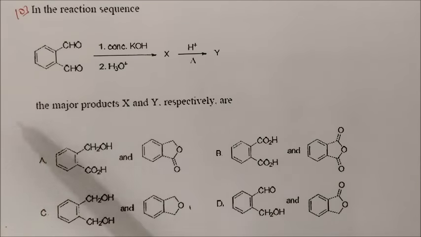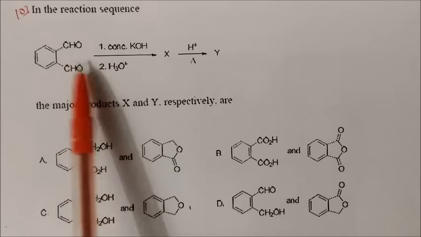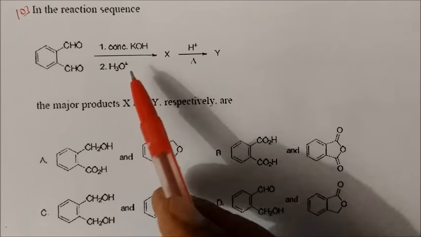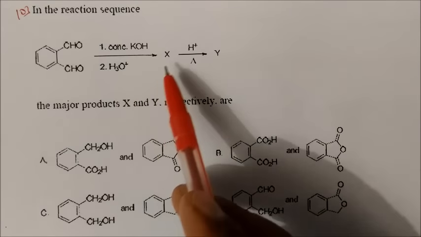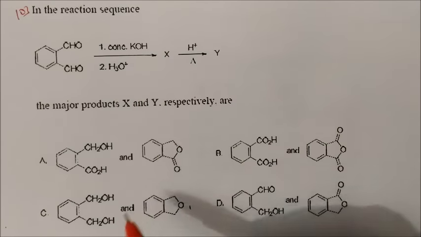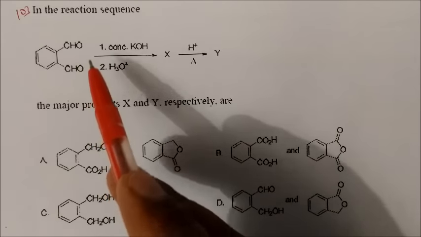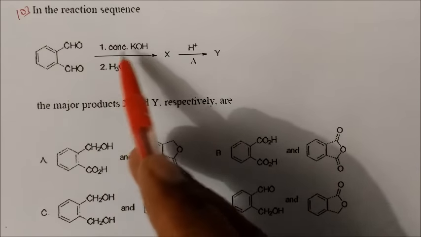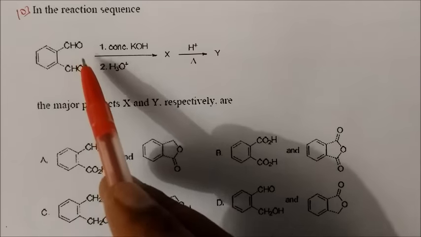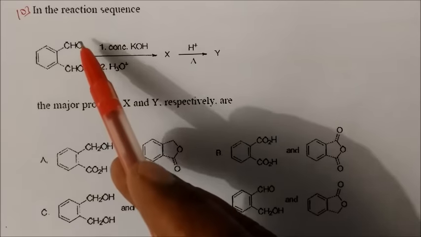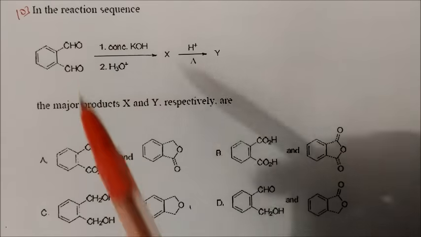In the reaction sequence, this is the dialdehyde with benzene, in the presence of concentrated potassium hydroxide and then acidic conditions. What are the products X and Y respectively? So this will follow the intramolecular Cannizzaro reaction because the base is concentrated. So the hydride ion will transfer from here to here, and it will convert into alcohol.